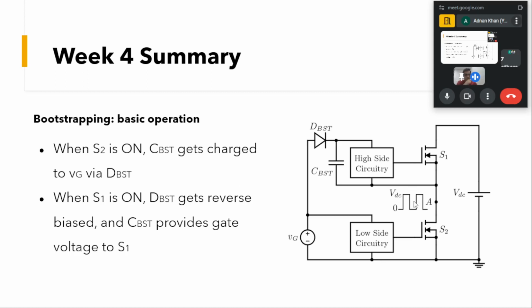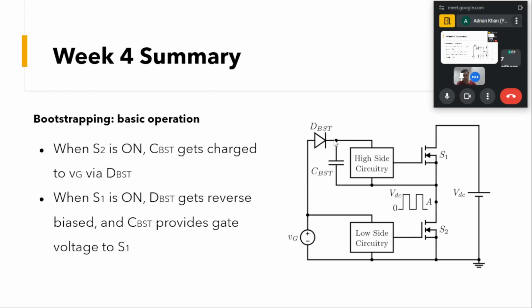We had seen that in order to turn on our device we need some charge, like gate source charge. In the case of a bootstrap circuitry, for the bottom device it is provided by the VGA source, but for this top device the gate charge is provided by this C bootstrap. In a nutshell, whenever this bottom device is turned on, this diode D bootstrap is forward biased, and it charges this C bootstrap.